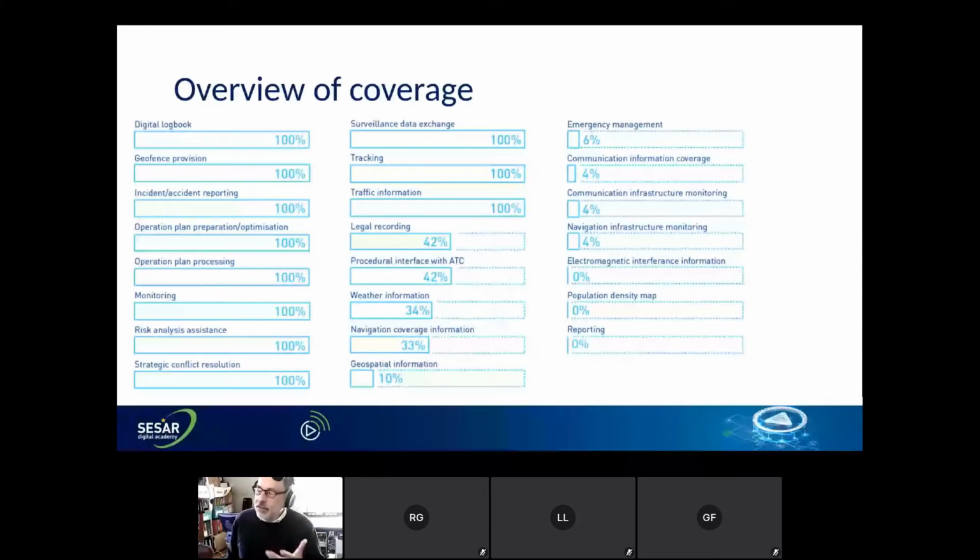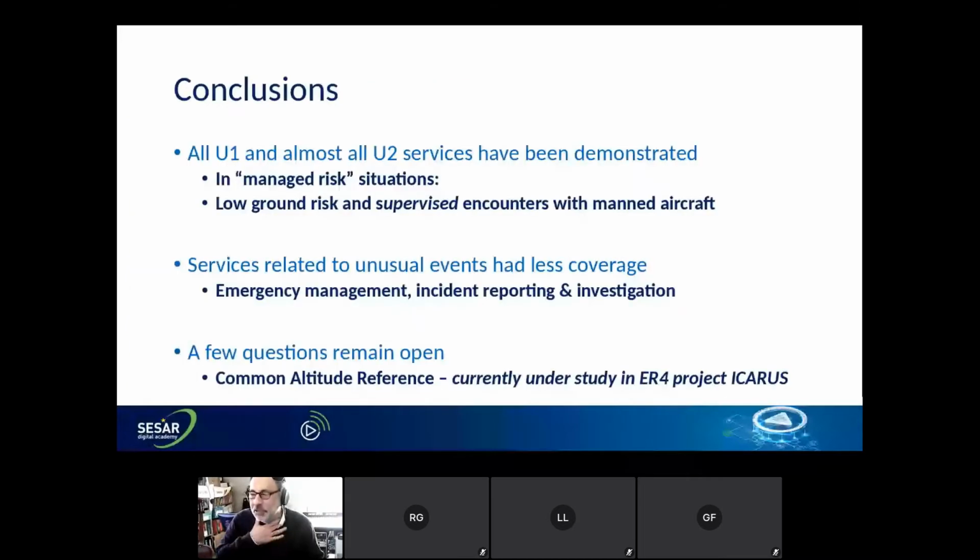Things like communication infrastructure monitoring, which is producing a map of areas where there is poor communication coverage. These were services which the CORUS project produced latterly, which were not quite so critical in the initial set of U2 services which were being explored. So what are the conclusions that we can draw from this work?